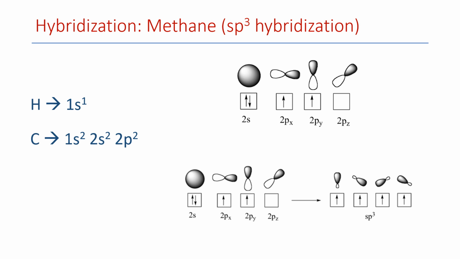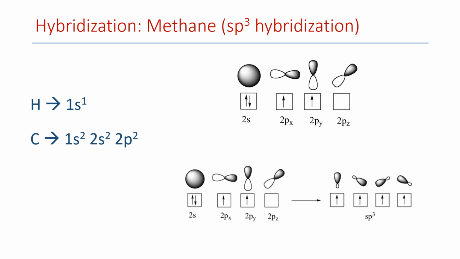and pz doesn't have any electrons. If you look at this, then you would think that it is impossible for the carbon to make 4 bonds, because it will form only 2 bonds with the 2 unpaired electrons in the px and py, while we have a pz as an empty orbital. So what happens is what's called hybridization.